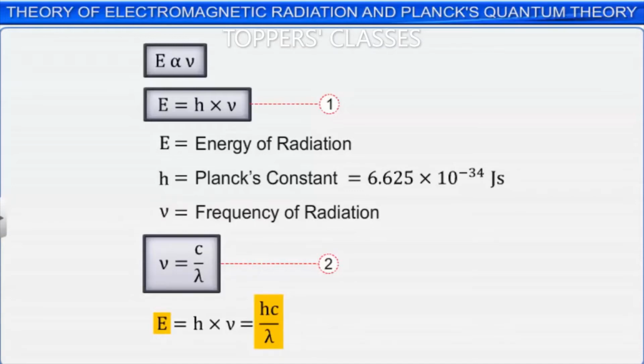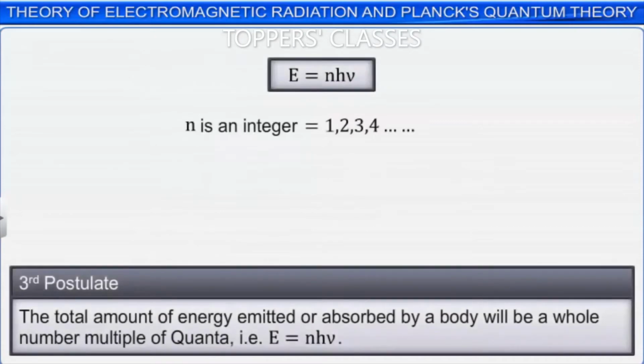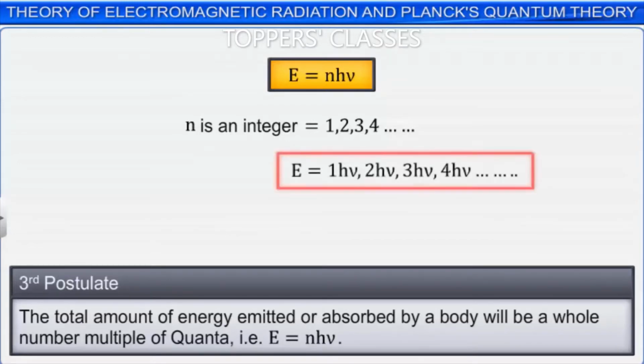The third postulate says that the total amount of energy emitted or absorbed by a body will be a whole number multiple of quanta. That is, E is equal to nh nu. This means that an atom or molecule can absorb or emit either one quantum of energy or any whole number multiple of quanta. Note that only certain values of energy are permissible. This is called the quantization of energy.